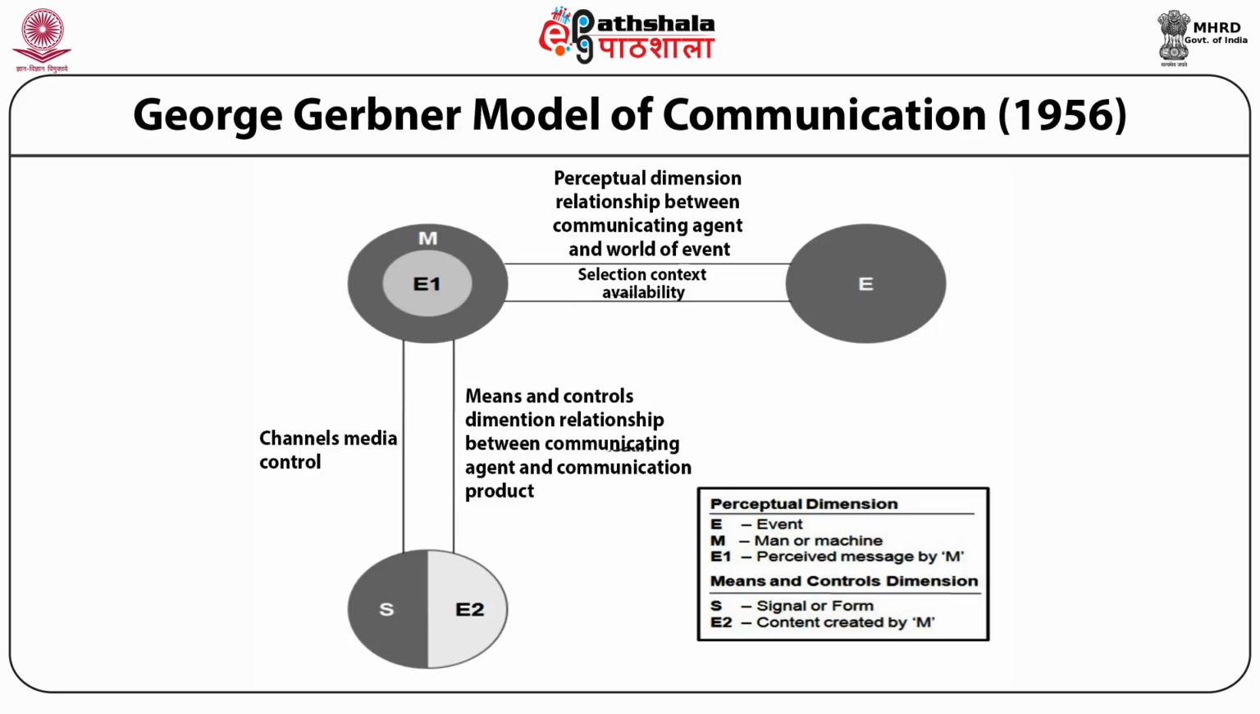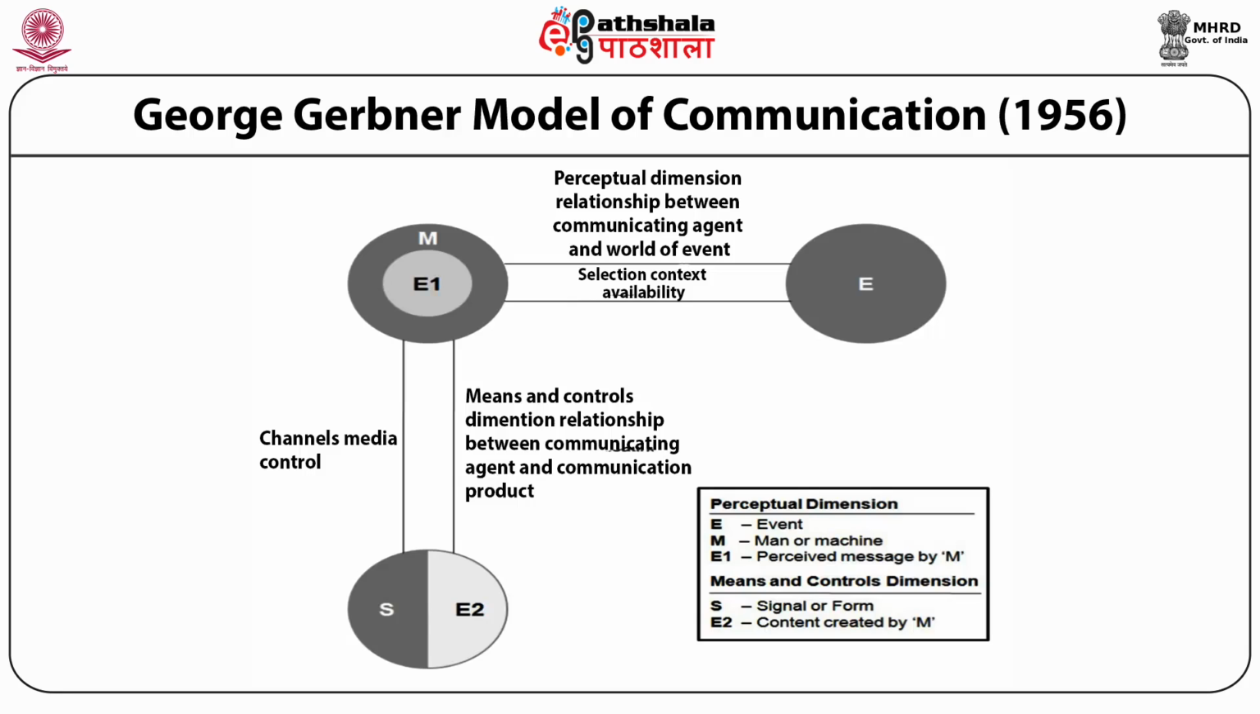When you come to the means and control dimension, E2 is the event content which is drawn by M. Here M becomes the source of a message about E to send to someone else. M creates a statement or signal about a message, and Gerbner termed its form and content as SE2. S is signal or form. It takes E2 as its content.